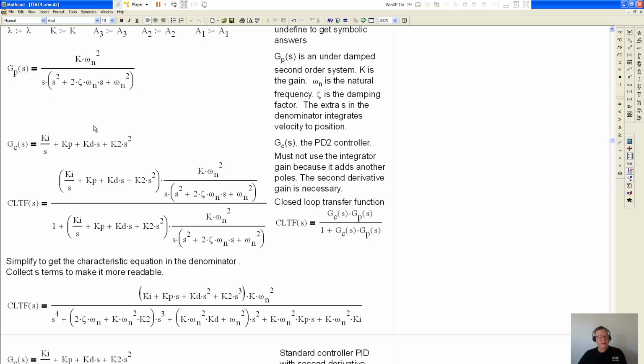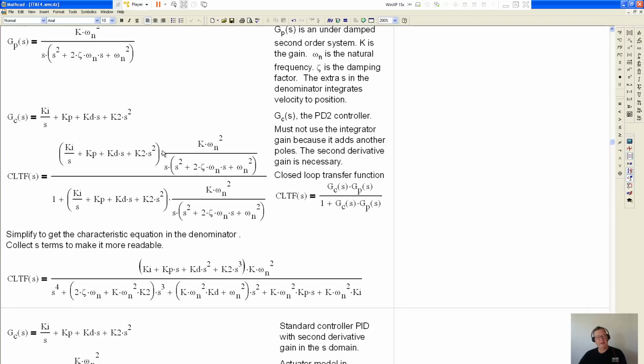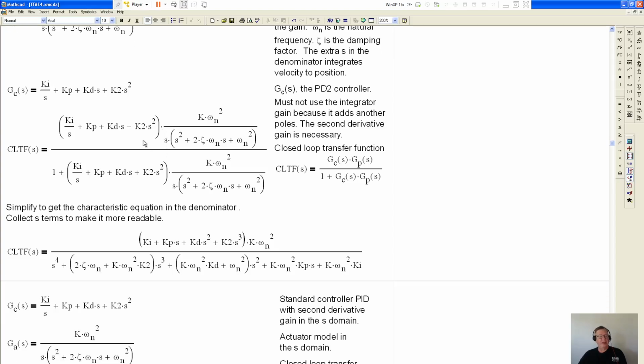Now, because this is a 4-pole system, we need to have 4 gains. So we have an integrator gain, proportional gain, derivative gain, and a second derivative gain. And in reality, this is very difficult to implement without getting a lot of noise introduced into your system.